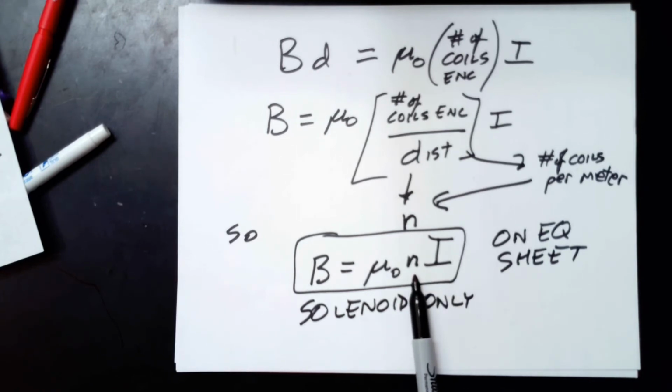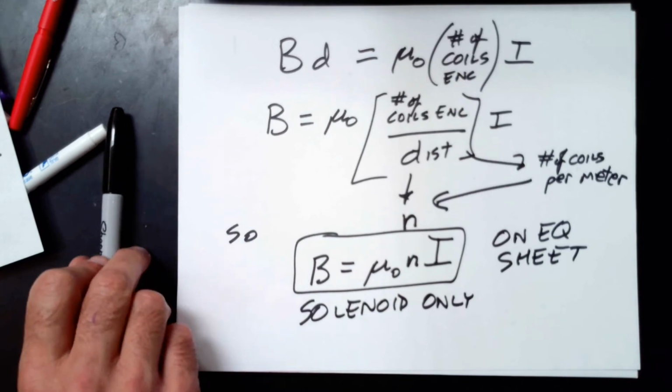This is identified as number of coils per unit length, right? I have numbers of coils per meter here. That's dependent on units, a unit system. Of course, this really means number of coils per unit length, right? So you have to know that's for a solenoid only. It is on the equation sheet.